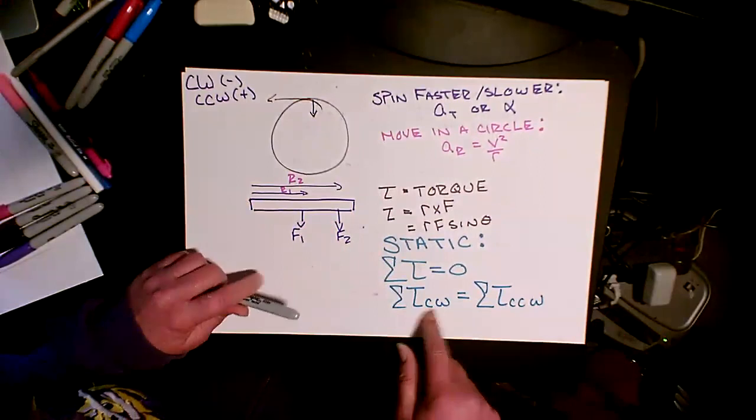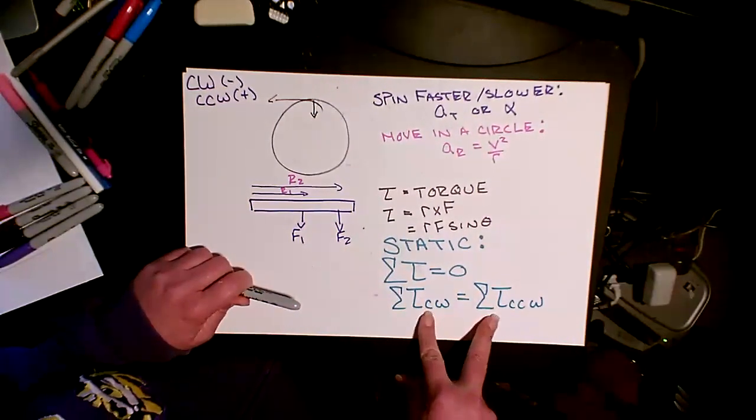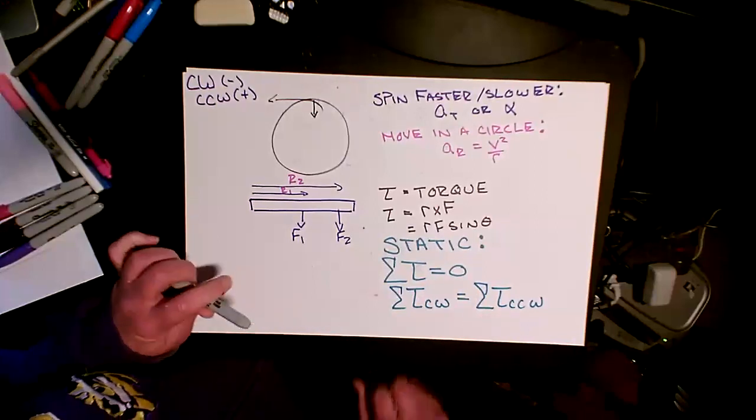And if I only have one, then that means I have acceleration. I can't be static. So that's something to keep in mind. So now let's see how this applies.